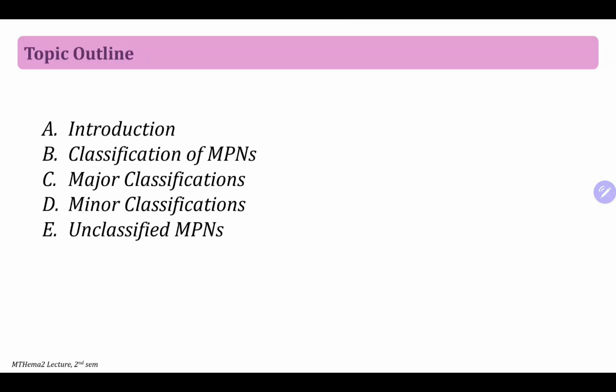For our topic outline, we'll be giving you an introduction to leukemia. Actually, it's a recall already since it was also introduced to you in the other topic, which is the lymphoproliferative disorders. Then we'll also be classifying the myeloproliferative neoplasms, the major classifications and the minor classifications. And lastly, we'll be discussing some of the disorders under the unclassified myeloproliferative neoplasms.